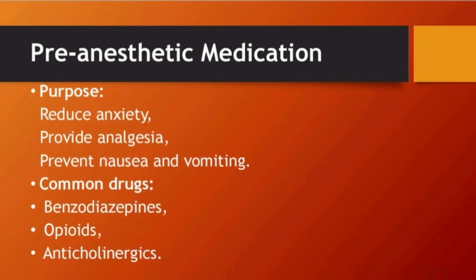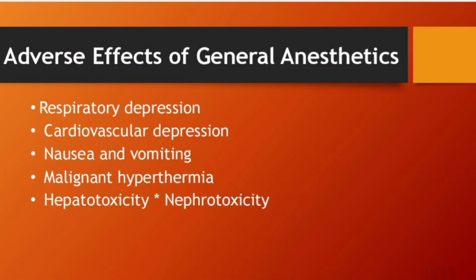Pre-anesthetic medication. These are a combination of drugs that are given before the surgery to help the patients feel comfortable and reduce the risk of complications. The purpose of using pre-anesthetic medication is to reduce anxiety, to provide analgesia and to prevent nausea and vomiting. The common drugs used as pre-anesthetic medications are benzodiazepines, opioids and anticholinergics.